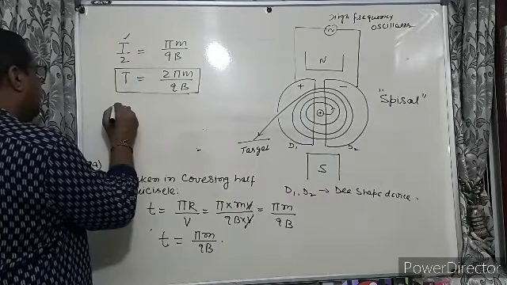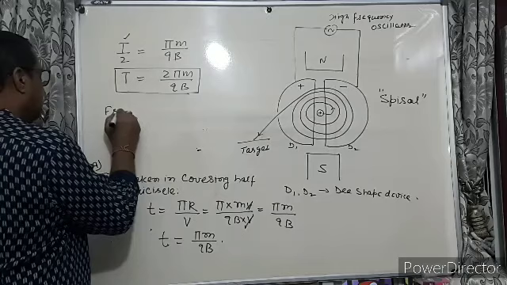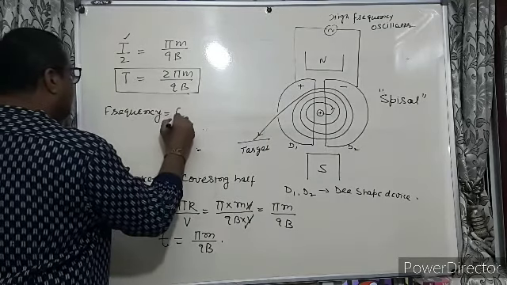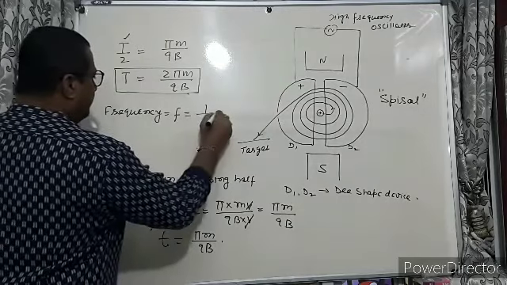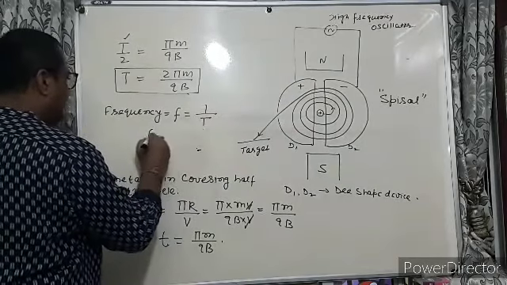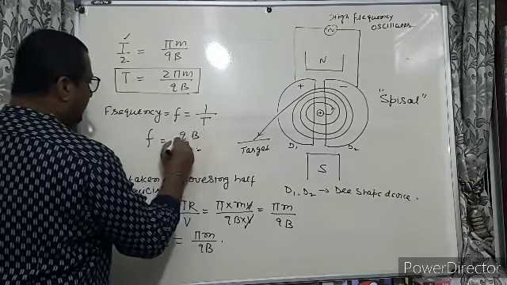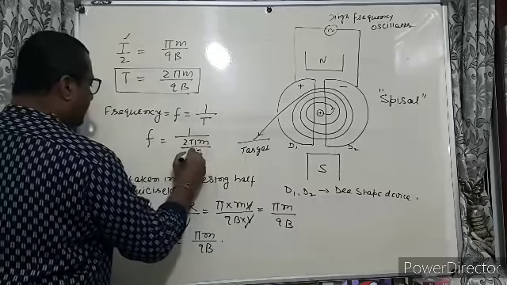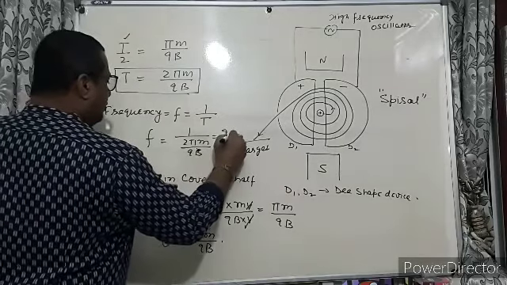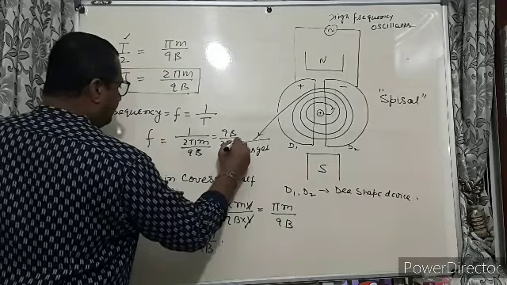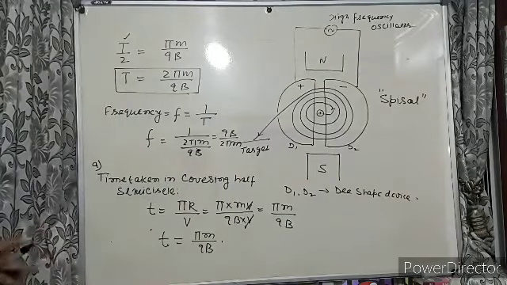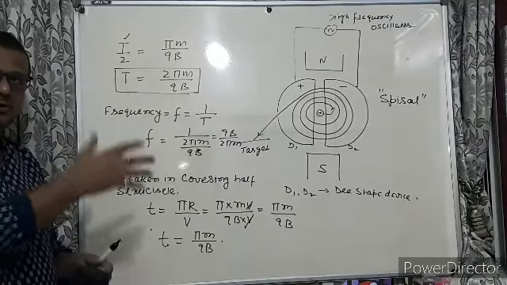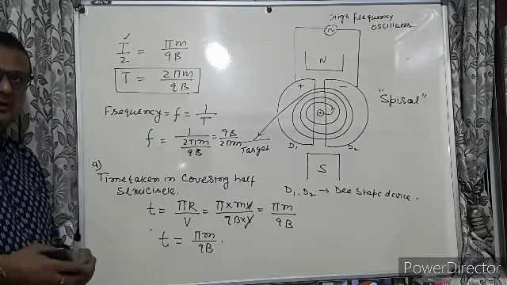We can find out the frequency. Frequency f equal to 1 by time period. So f will be equal to qB by 2 pi m. This is the frequency. It is also called cyclotron frequency, because the particle is going inside the hollow chamber of D.